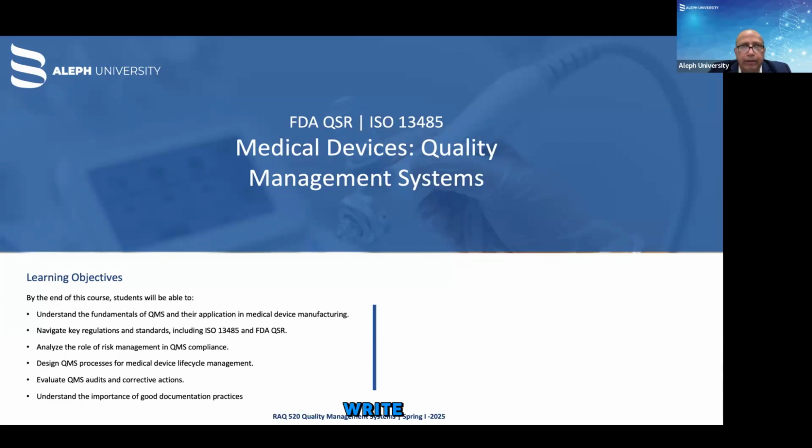Everything needs to be documented. You have to complete the forms, write procedures, follow the procedures, and that implies documentation practices. You have to have documents. You have to have a way to control the documents, to store the documents, and that's really, really important. If you don't follow that, you don't have a quality management system.